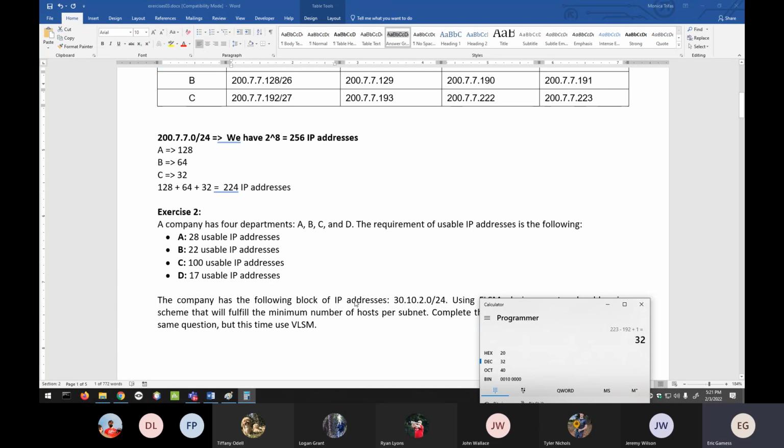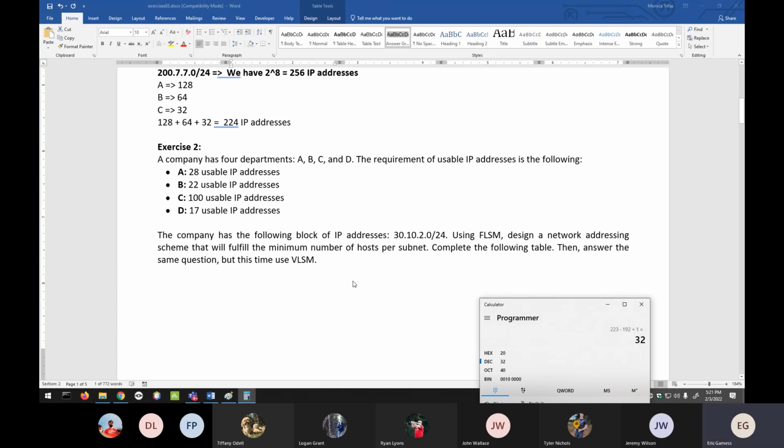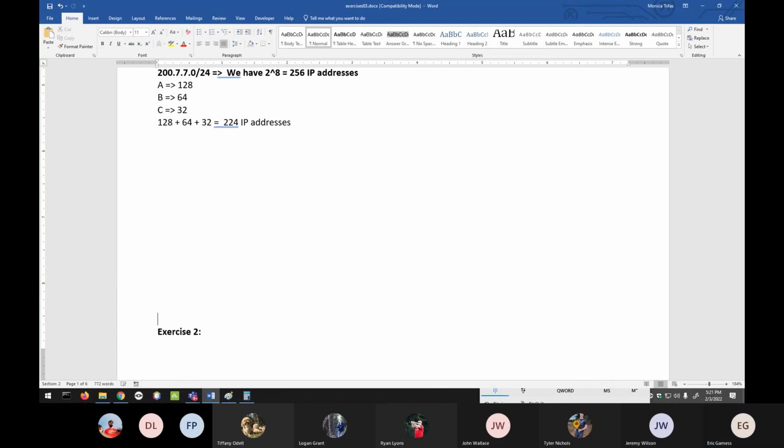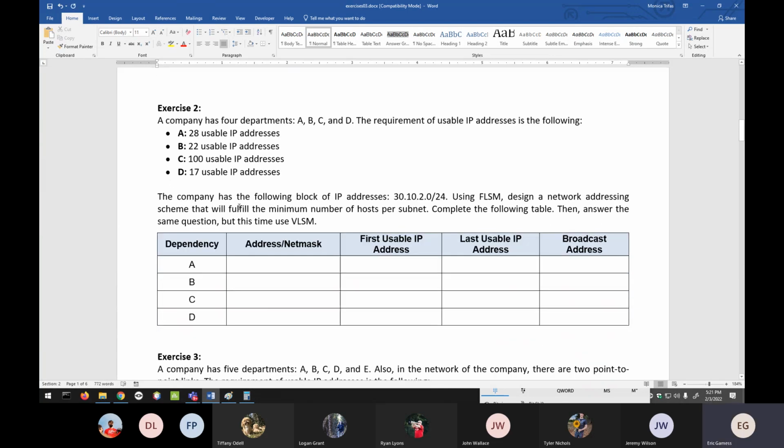Okay, let's do exercise 2. A company has 4 departments, A, B, C, and D. Let me put all in the same page. So a company has 4 departments, A, B, C, and D. The requirement of usable IP addresses is the following. Department A needs 28 usable IP addresses. Department B needs 22. Department C needs 100. And Department D needs 17.